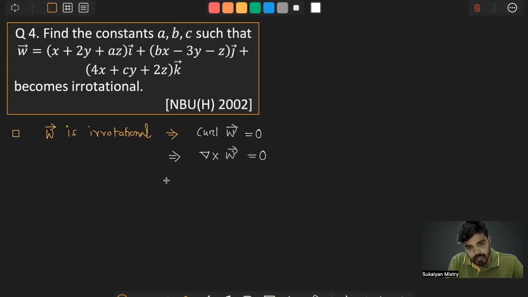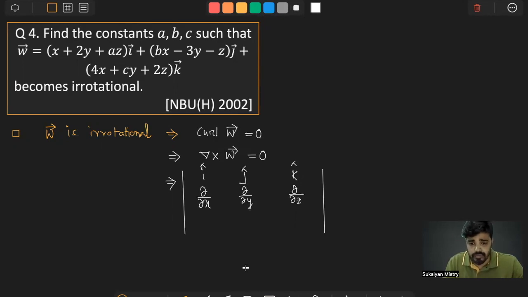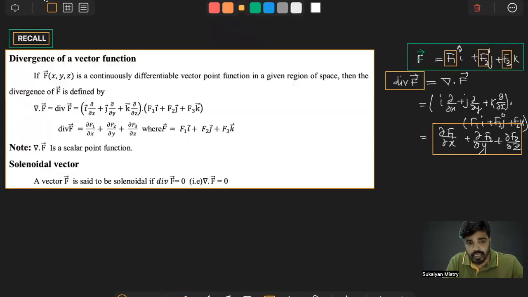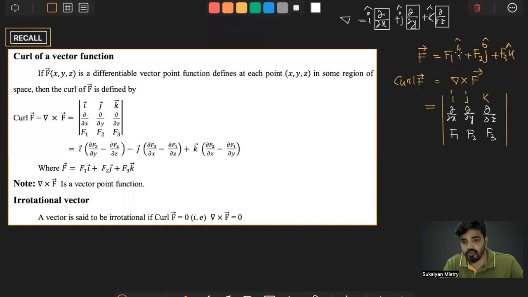So this implies del cross W, that is del cross with rows i, j, k; del x, del y, del z. Now look, what is the coefficient of i here? That is f1. Just apply this trick: if f is equal to (f1, f2, f3), then curl f is the determinant with rows i, j, k; del x, del y, del z; f1, f2, f3. Those are the components f1, f2, f3.